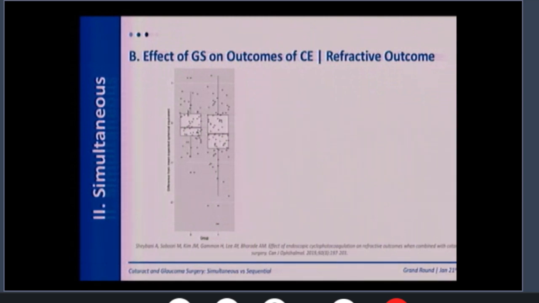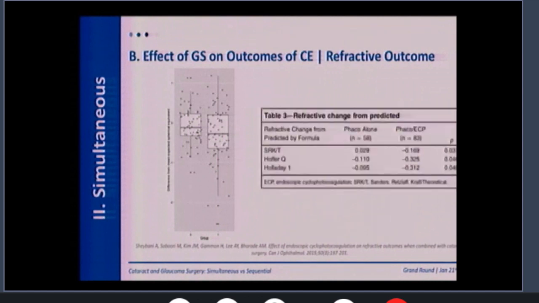This is the phaco group, and this is the phaco ECP group. You can note that the phaco ECP group are more shifted towards myopia compared to the phaco group. So there's a bit of a myopic shift with ECP. Some say if you do ECP anteriorly, the shift is less rather than targeting the ciliary body posteriorly close to the zonules, but that's just a hypothesis.